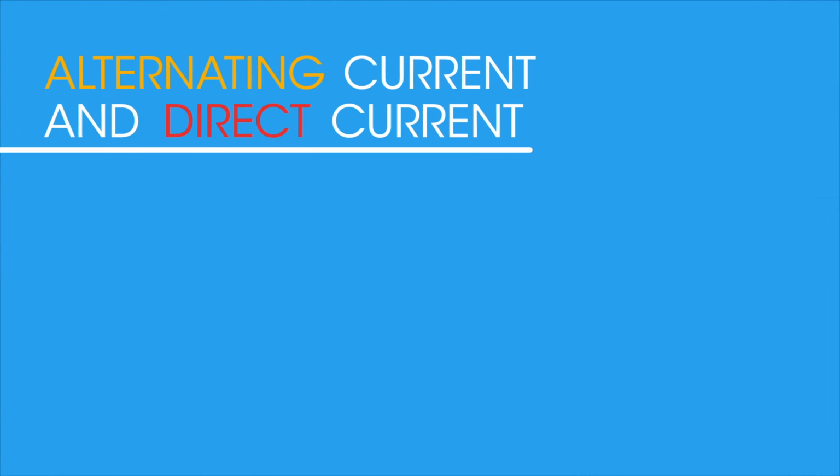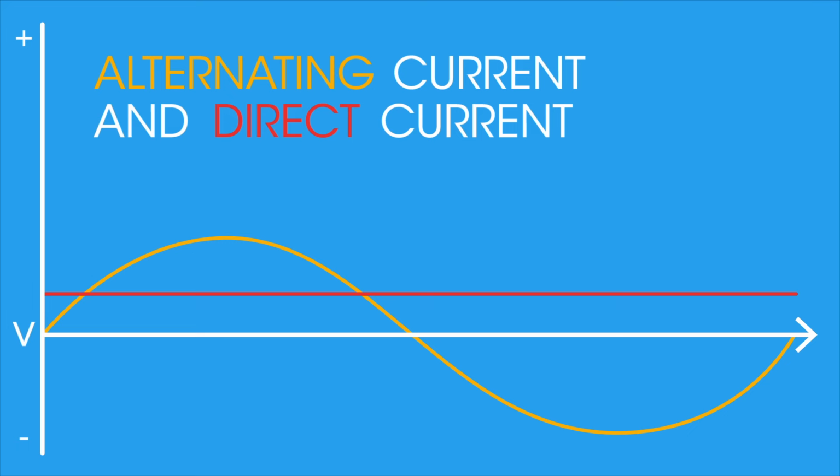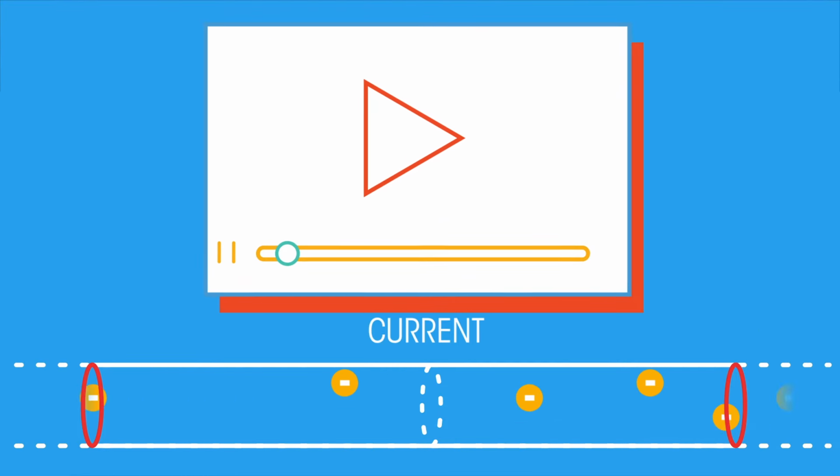In this video, we're going to describe what is meant by an alternating and direct current, look at the difference between them and how they can be used. Remember, an electrical current is the flow of electrons. Watch our video about current here.